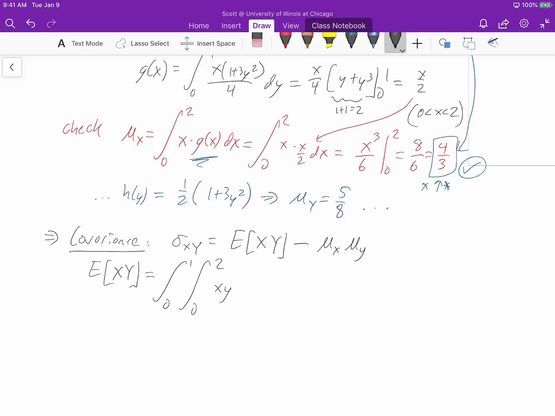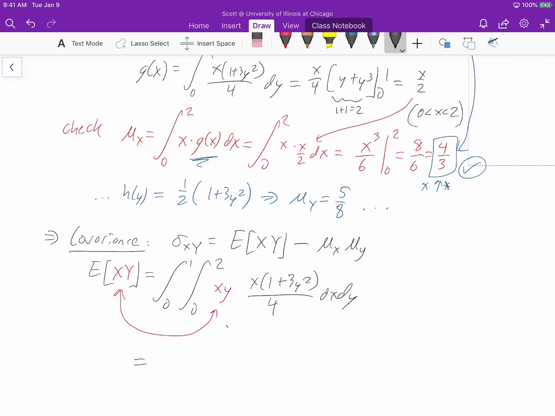Now that function, we'll put in red. This is where the function of x and y goes in that operator. Everything else is fixed, that is the operator of the expected value. So now this is our joint PDF, x times (1 plus 3y squared) over 4, dx dy. Make sure we're matching the x bounds as the inner integral, and the outer integral is the y bounds. This is a nice integral to take.